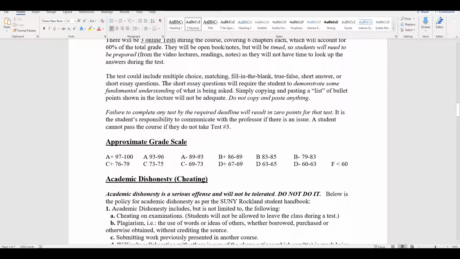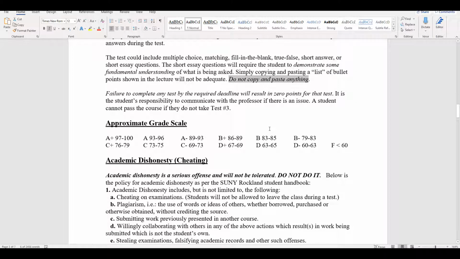This is very important. The short essay questions will require the student to demonstrate some fundamental understanding of what is being asked. So what you will not do on those is just copy and paste some bullet points from the lecture. If you just go to a lecture slide and then just regurgitate what those bullet points are on that particular slide, you will not get any credit for that because that's just copying and pasting. You will want to demonstrate in your own words your understanding of what's being asked there. So do not copy and paste anything, anywhere, anyhow, under any circumstances.